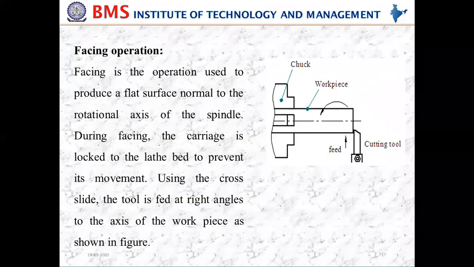Next, facing. Facing is the operation used to generate a flat surface at the end of the workpiece. If you look at this here, this is the end of the workpiece. In order to get the flat surface at this end, we are going for the facing operation. In this operation, the tool is fed perpendicular to the axis of rotation. Axis of rotation is like this, and the tool is fed like this, meaning 90 degrees to this axis of rotation. So facing is also carried out to reduce the length of the workpiece.